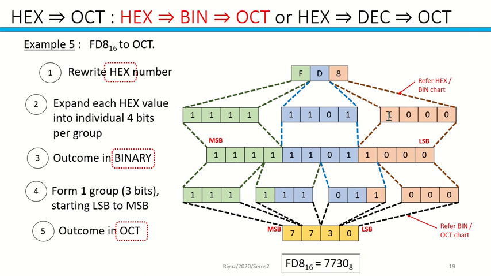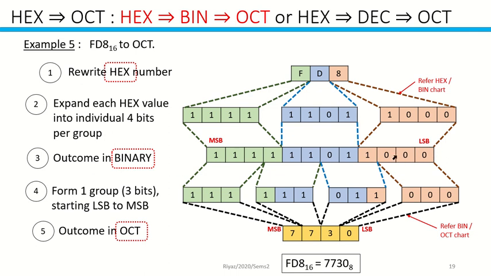So 8 is actually 1000. D is 1101, and F is 1111. So you're going to have an expanded structure like this. For the third step, just combine each of the groups to become one big binary number. So everything's going to be like this. Make sure on your right will be your LSB and the left side is your MSB. So it's the same in your question. F is your MSB, 8 is your LSB.